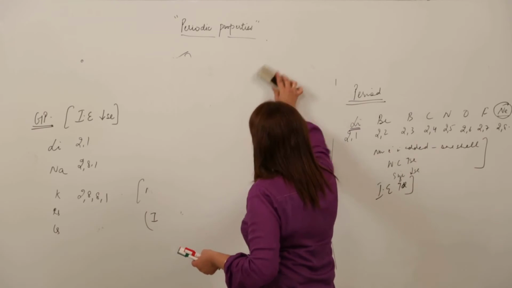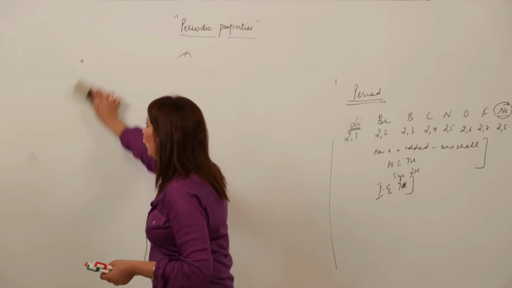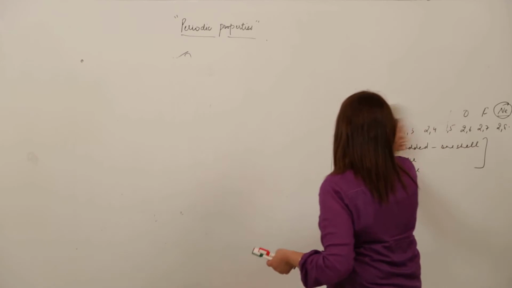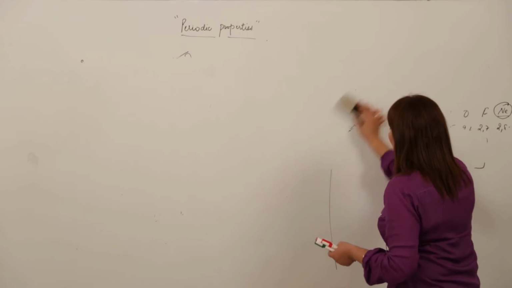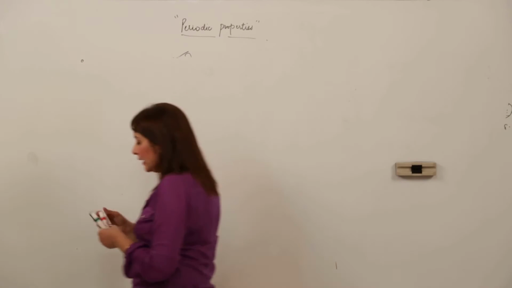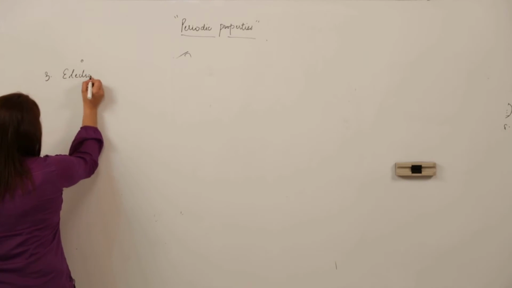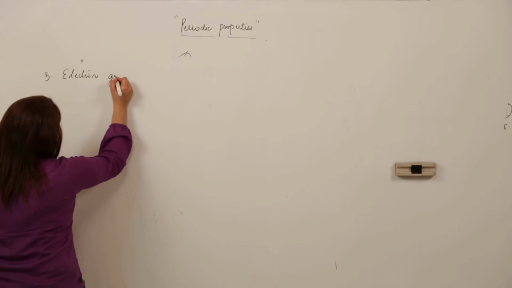Electron affinity can also be called electron gain enthalpy. Whatever word you use, it means one and the same. So we are going to study the third property, that is electron gain enthalpy, or you can say electron affinity.